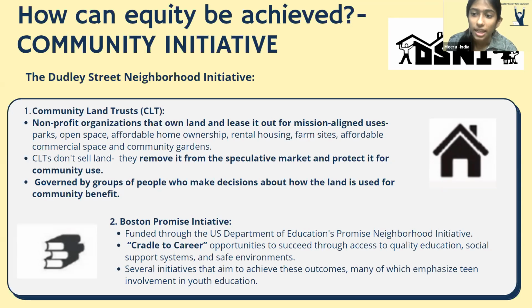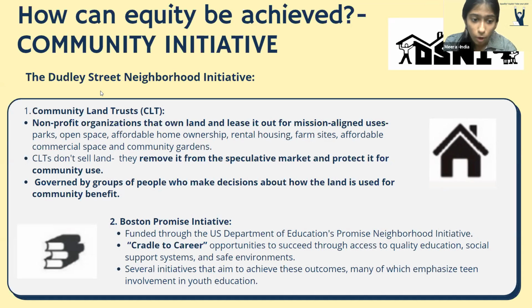That is, they decided to build parks, open space, affordable homes, rental housing, farm sites, affordable commercial space, and community gardens. CLTs are governed by groups of people who make decisions about how the land is used for community benefit. And they're governed by groups of people who are basically residents of the neighborhood. So they know what kind of construction they want on that land. So this is an example of equity.